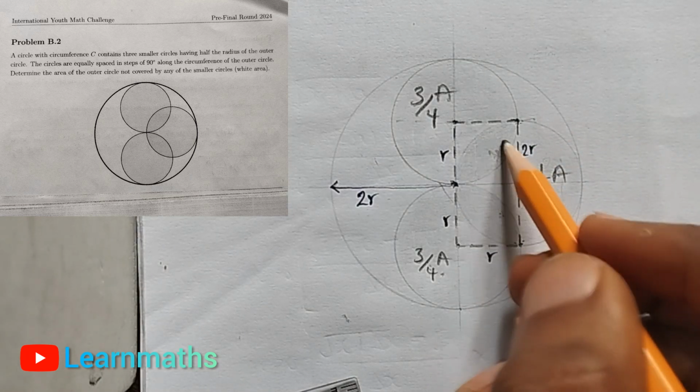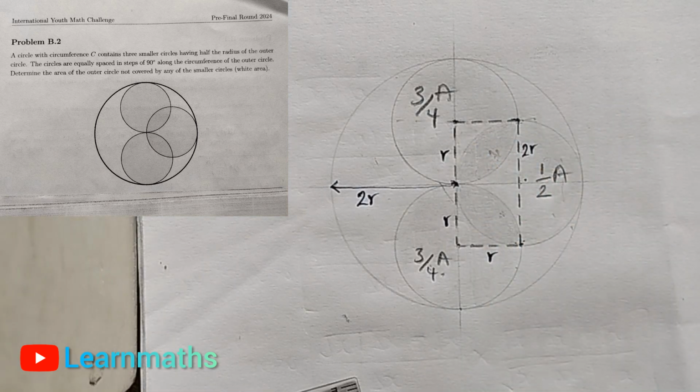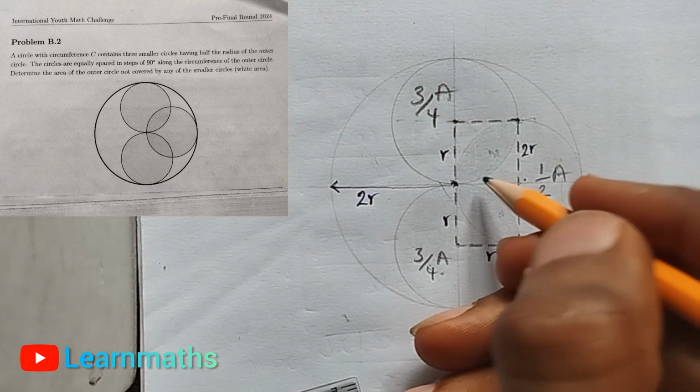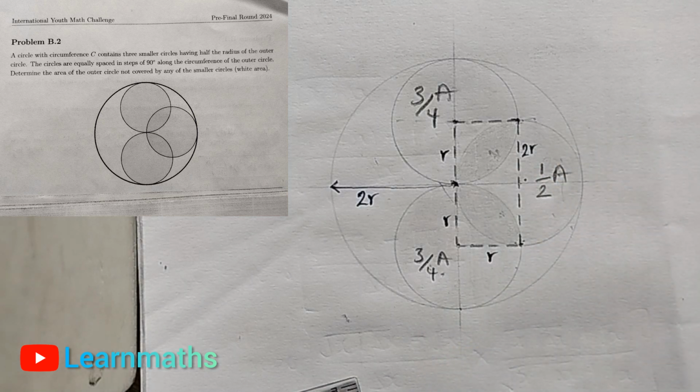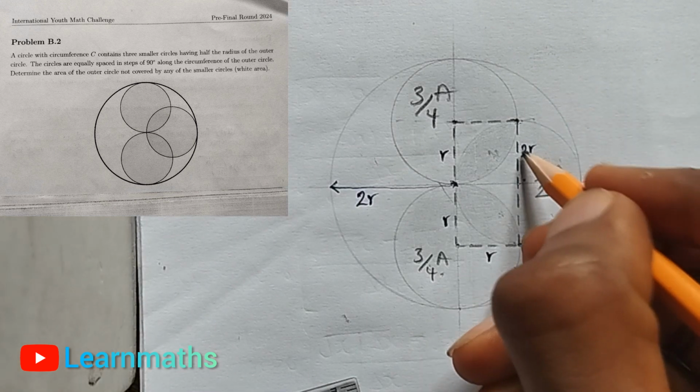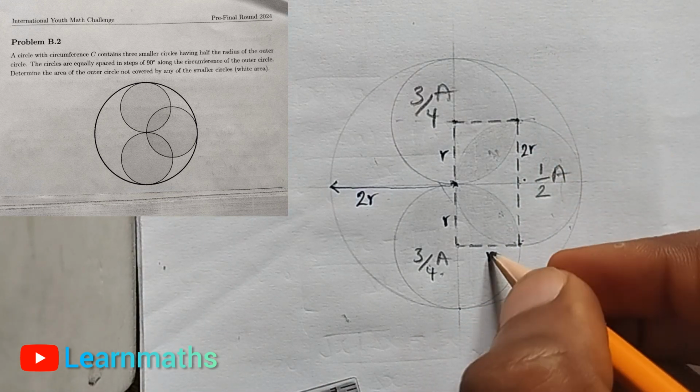Now, how about the area of this rectangle which we constructed? What's going to be the area, right? The area of a rectangle is its length times its breadth, right? The length here happens to be 2r and the breadth happens to be r.